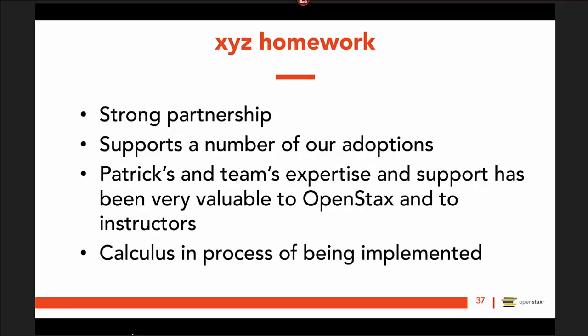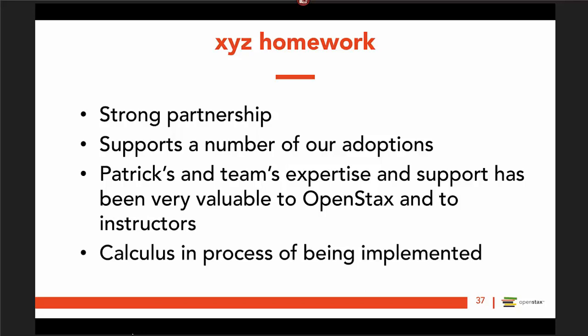And we have a strong partnership with XYZ. We are in the process, I believe, of implementing calculus. Again, the book is a little more recent, and it's been a very close partnership and very helpful for us and obviously for many faculty. Patrick, anything you want to say here around calculus and how it would be integrated?